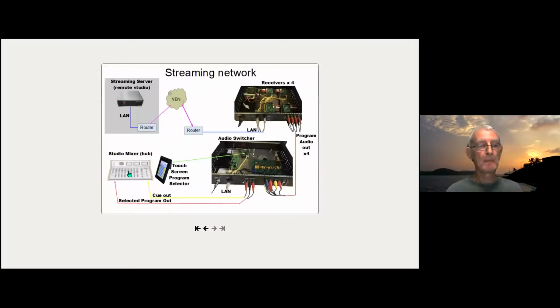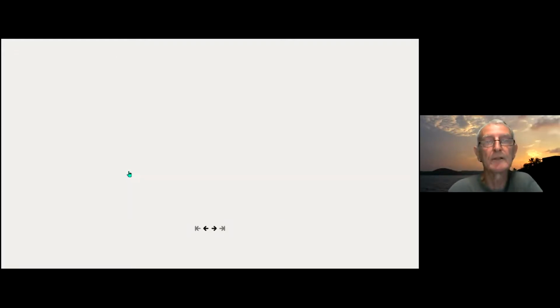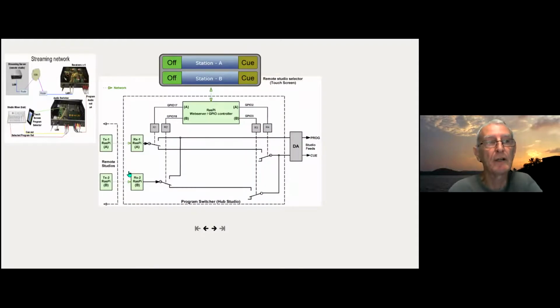To give you an idea of how all this pulls together in a block form diagram, I just created this little diagram here. So there we have the network I showed you on the left-hand side. This is the block form, how it all works. A little dummy up the top here is the touch screen, station A, station B.